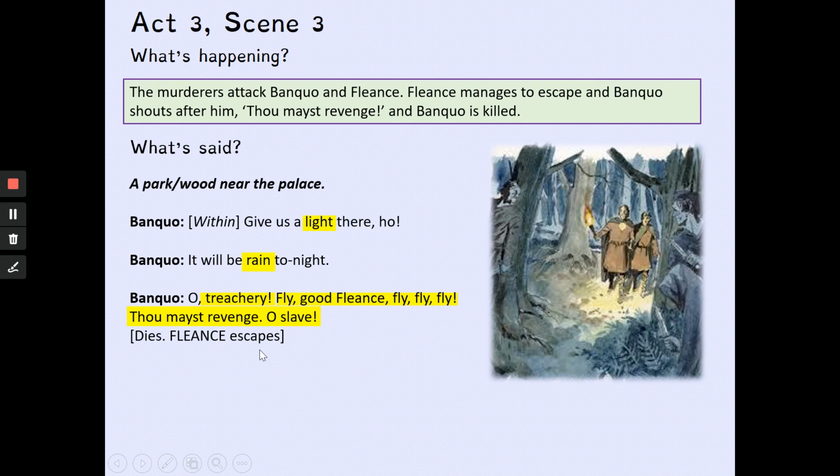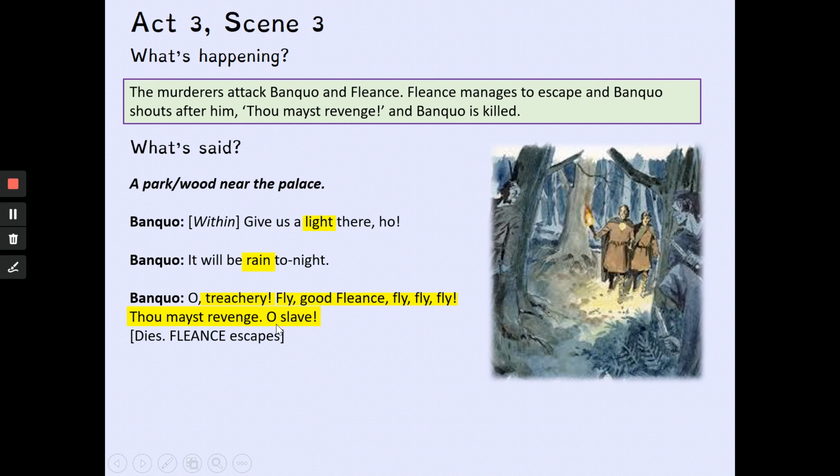Now, he says here to Fleance, "Thou mayst revenge." He's almost commanding him, or giving him permission, to take revenge later on in the play. And we wonder whether that's going to happen. Now, we know within the structure of the play that Fleance himself doesn't take revenge, but Banquo's death is partly avenged by Macduff when he kills Macbeth in Act 5.